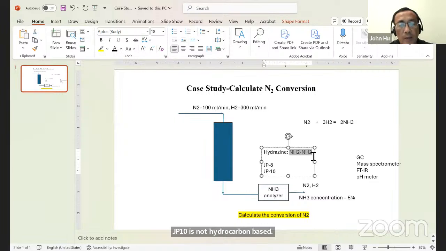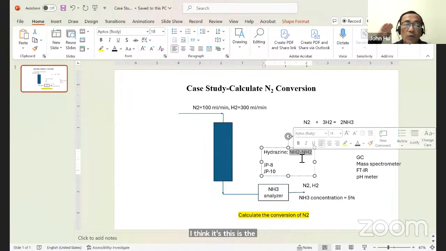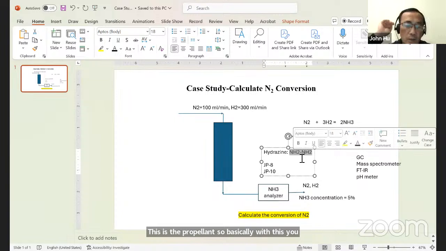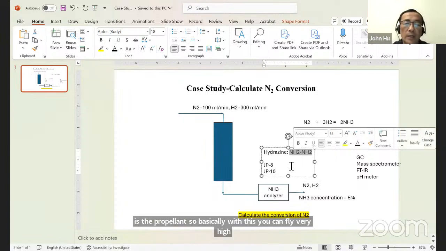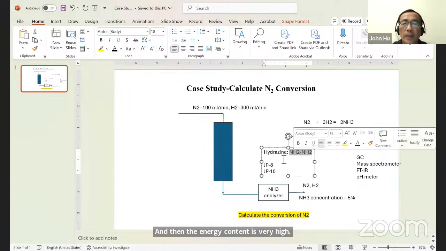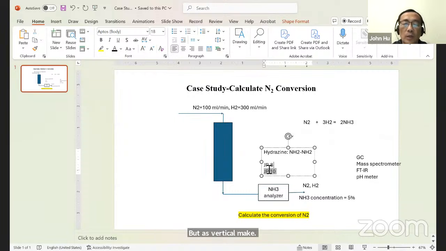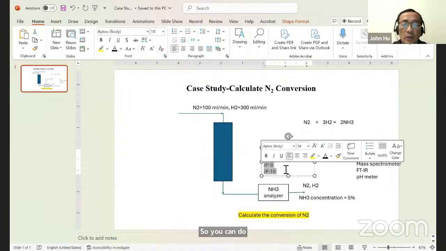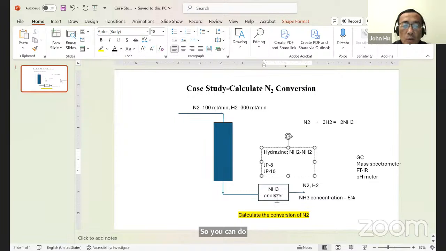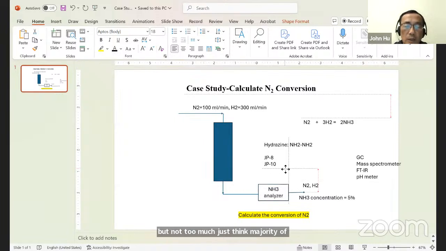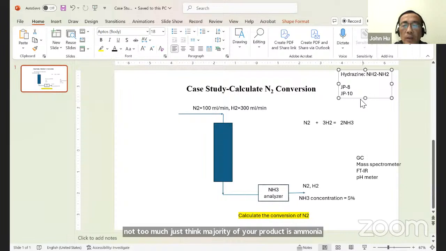This is the propellant. With this you can fly very high, and the energy content is very high, but it's very difficult to make. You can do an internet search to see how they make it. But the thing is, you do produce a little bit, but not too much. Just think the majority of your product is ammonia. But this is a side story.